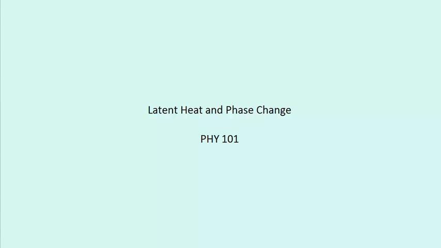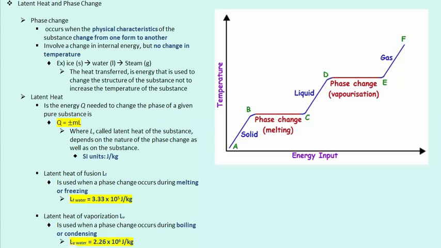In today's video, we will learn about latent heat and phase change. A phase change occurs when the physical characteristics of the substance change from one form to another. This involves a change in internal energy, but no change in temperature.